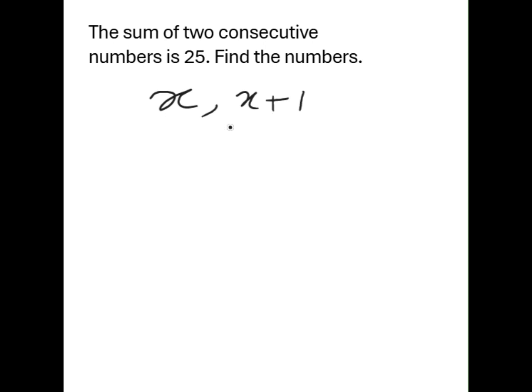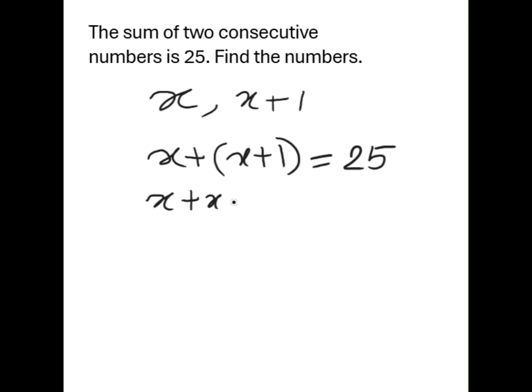Numbers that come one after another are called consecutive numbers. So when we add these two numbers, you will get 25. So in equation form, x plus 1, these are the two numbers, addition of them is 25. So if we open the bracket, x plus x plus 1 is equal to 25.